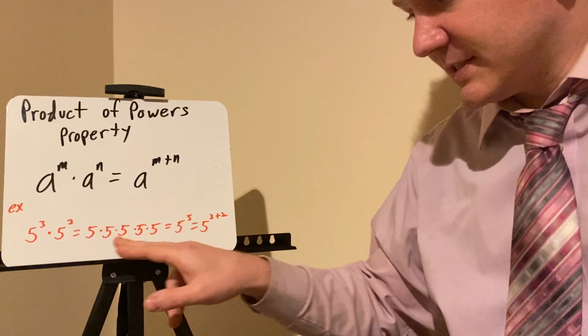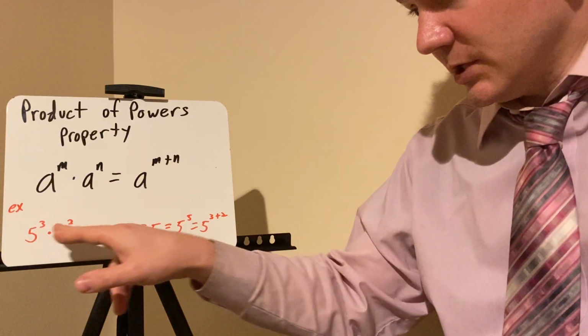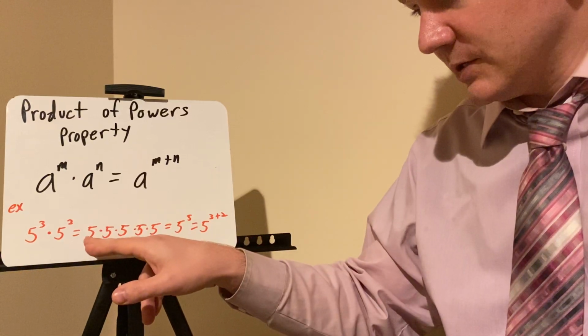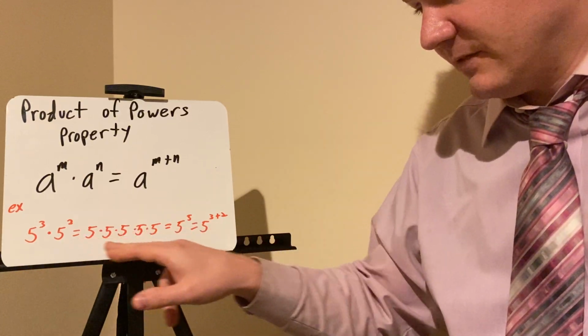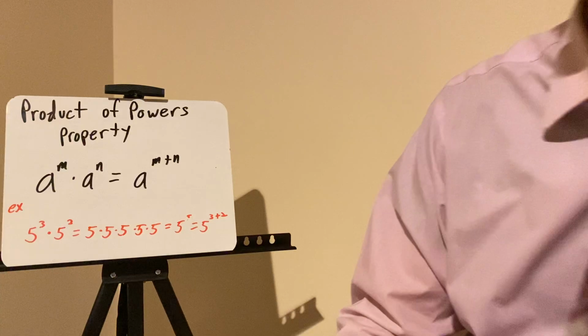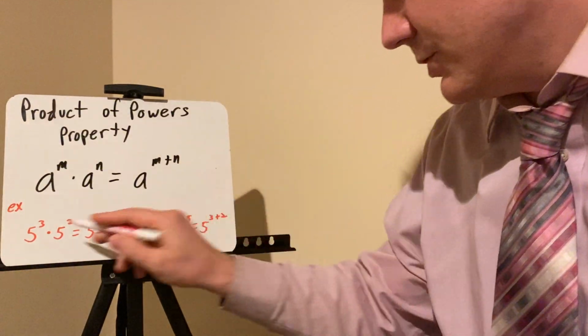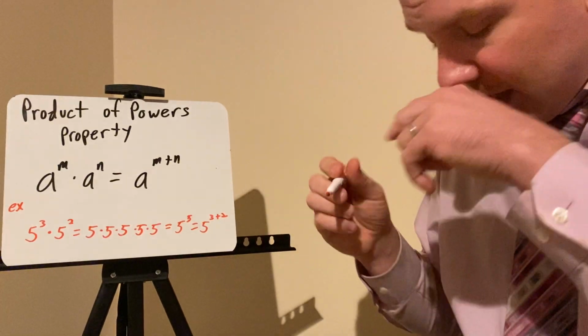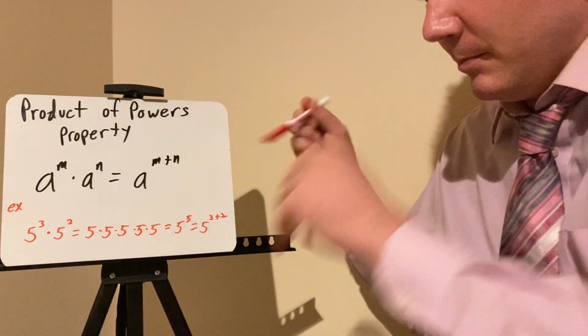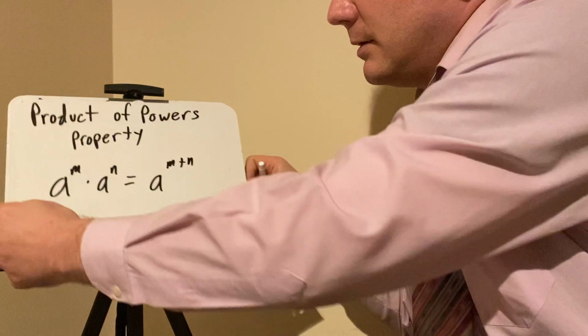So if you actually wrote this out, because in multiplication the order you multiply doesn't matter, this is 1, 2, 3, 4, 5. This is 5 to the 5th. And so that's really, if you think about the original problem, the same as 5 to the 3 plus 2, which is m plus n.